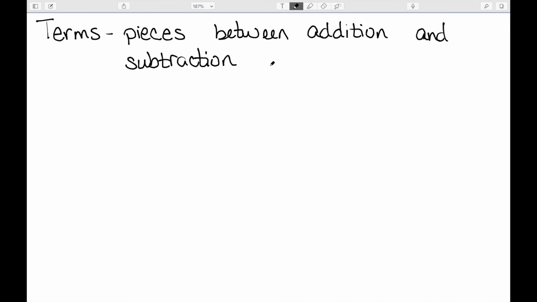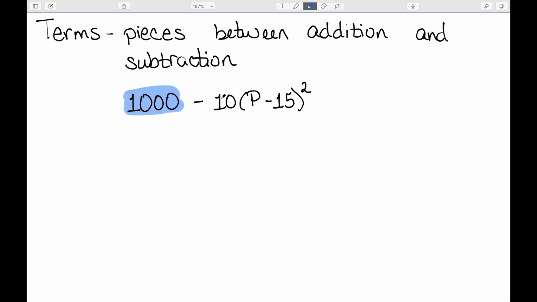Just like with numeric expressions, algebraic expressions have terms. These are the pieces between addition and subtraction signs. As an example, let's look at 1,000 minus 10 times p minus 15 squared. So here we would have two terms. We would have a term of 1,000, and we would have a term of 10 times p minus 15 squared.